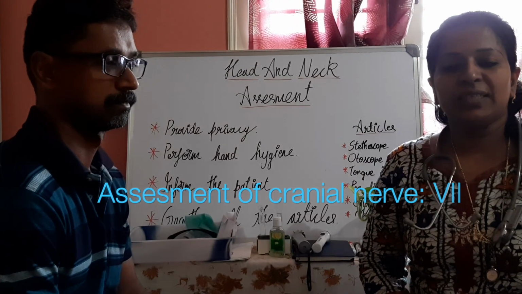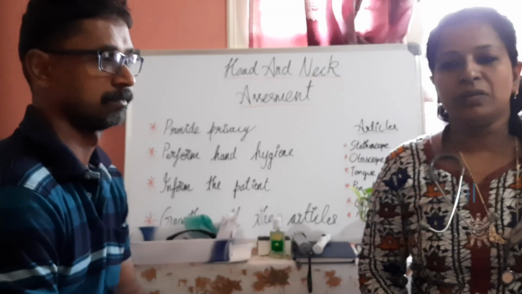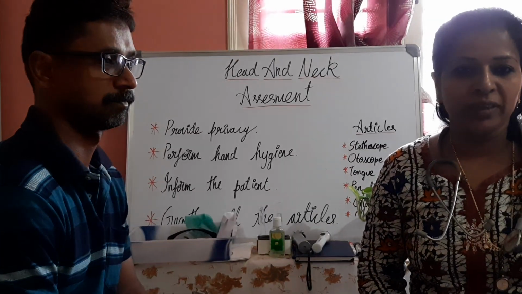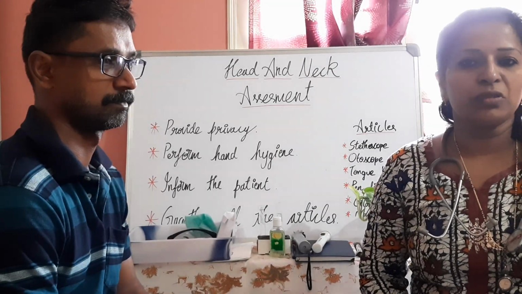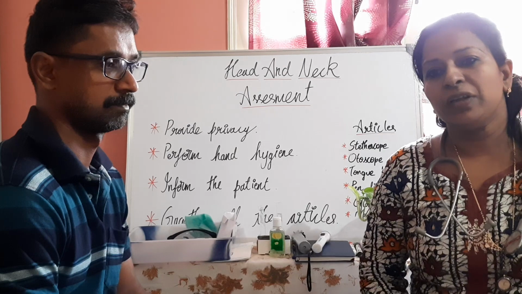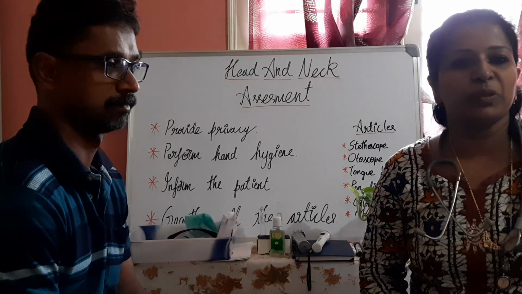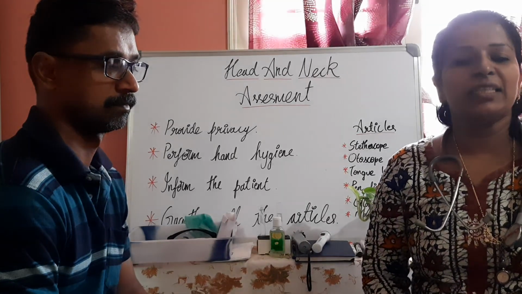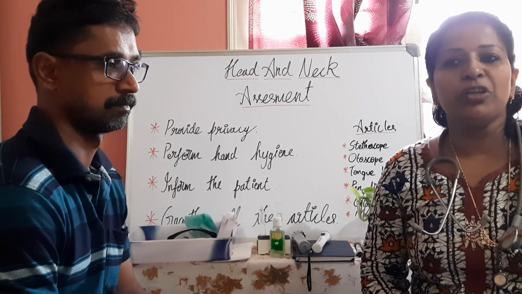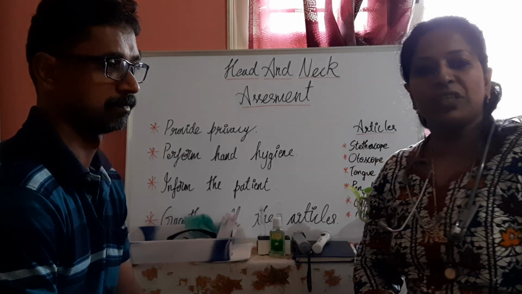Next, I am going to check the cranial nerves of the body. Cranial nerves are very important for the functioning of the body. There are 12 pairs of cranial nerves. Each is paired, supporting the right or left side of the body. All the nerves originate from the brain and the brain stem, and they have different functions: sensory, motor, and mixed. So I am going to check cranial nerve 7 now, that is the facial nerve.